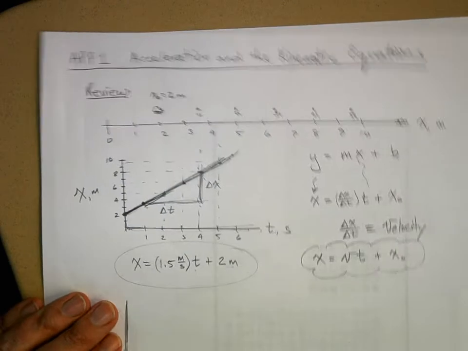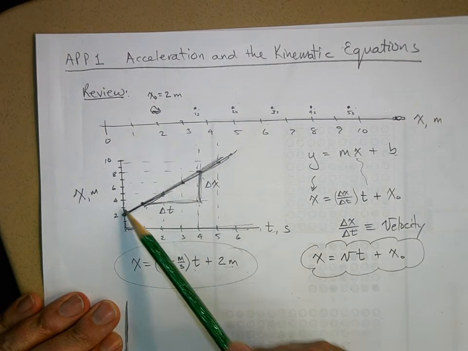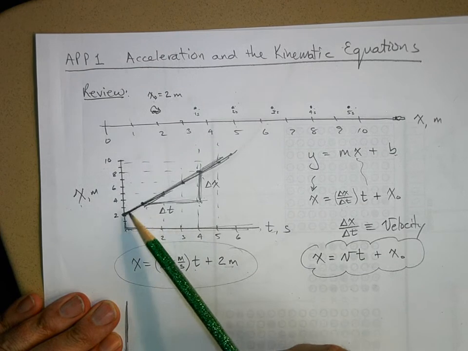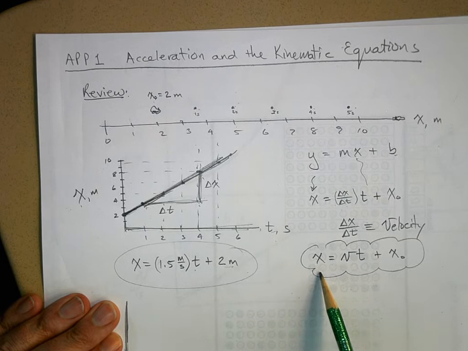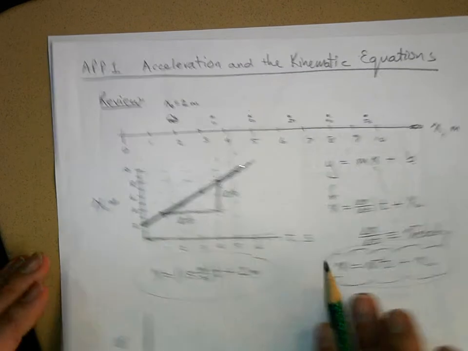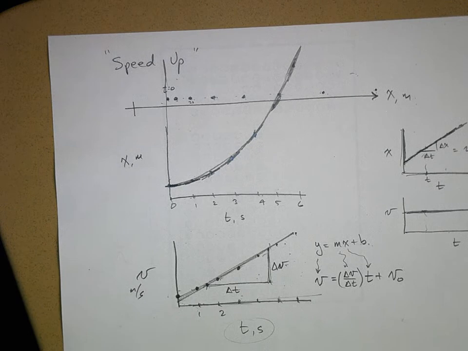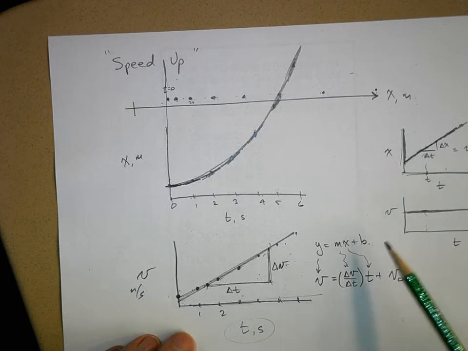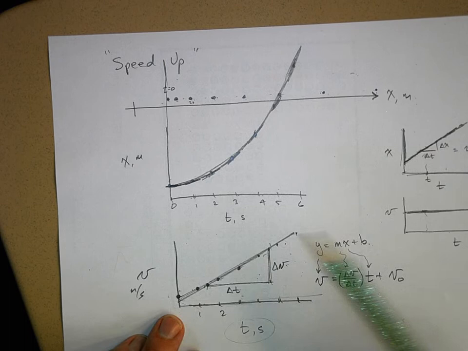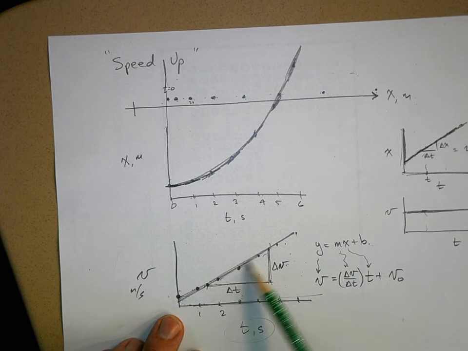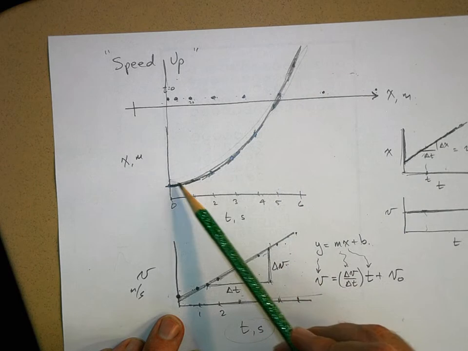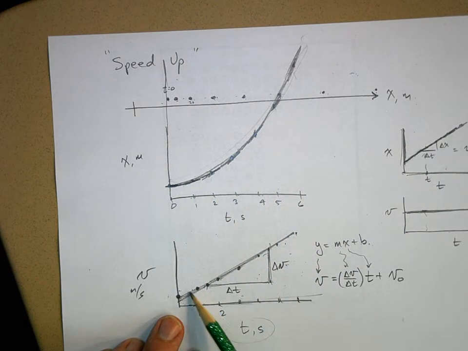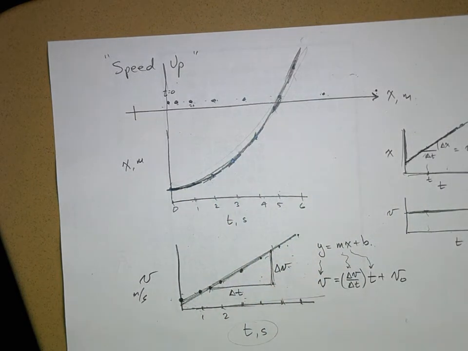So it's very similar to what we did over here. When we had this graph, we had position as a function of time. Position was changing at a constant rate, so we were able to model the position as a function of time with a graph that looks like this. But now we've got velocity changing at a constant rate, which gives us a position that isn't changing at a constant rate. It's going faster, faster, faster, because the velocity is getting greater and greater. And this describes the velocity.